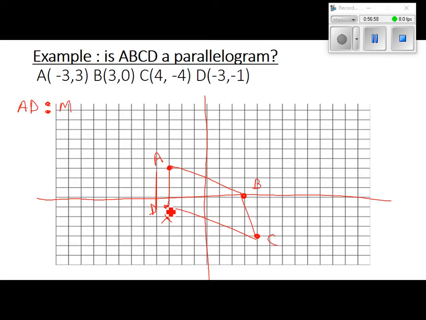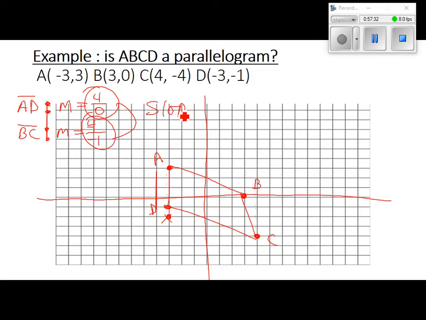Rise over run, right? How many spaces up do I go? 4. How many over do I go? 0. So that's the slope of that, which really doesn't have a slope because it's vertical. But now let's find the slope of segment BC. We go up 1, 2, 3, 4, and left 1. So the slope is 4 over -1. Are those two the same? No. And this is what you're going to have to do.